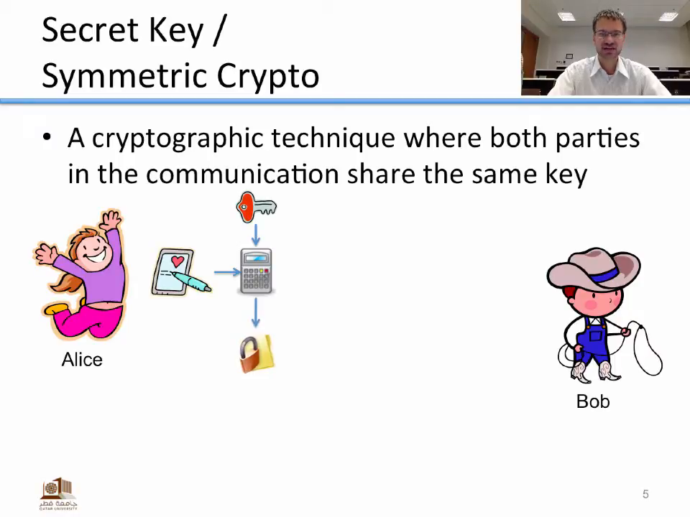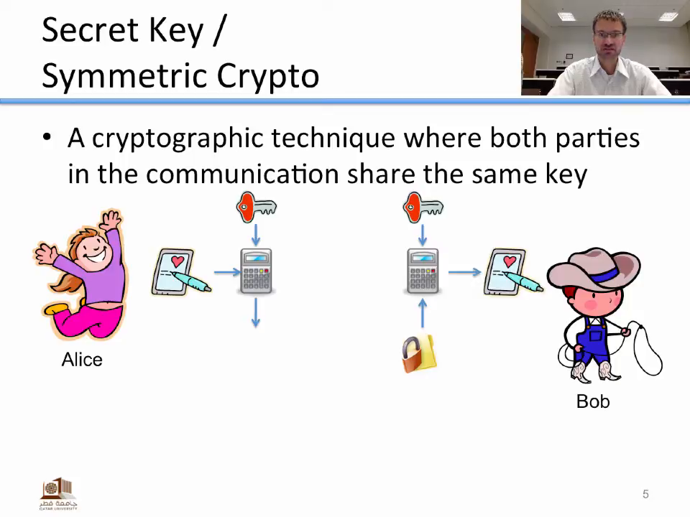So she sends the coded message to Bob. Bob takes the coded message and combines it into the algorithm with the key, and what he gets out is the original plaintext message that Alice encoded. So in this case, Alice and Bob are both using the same key. Alice encrypts with that key, and Bob decrypts with that same key.